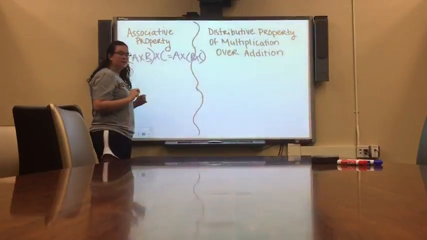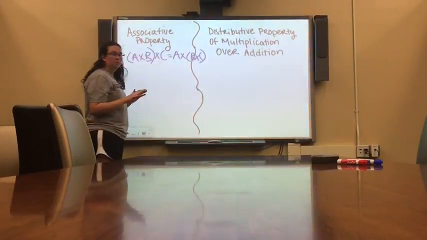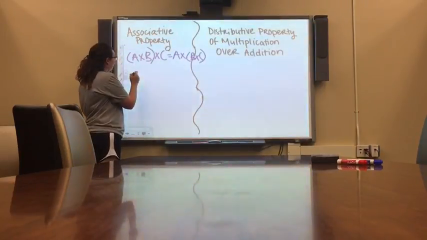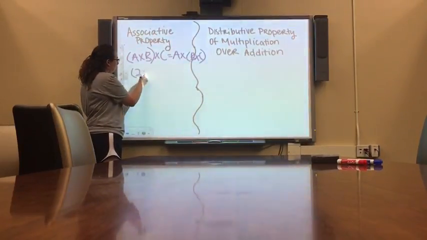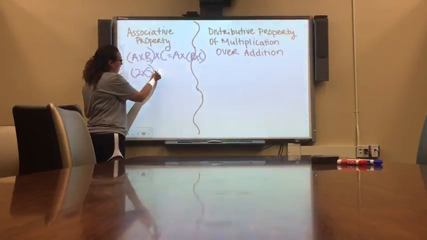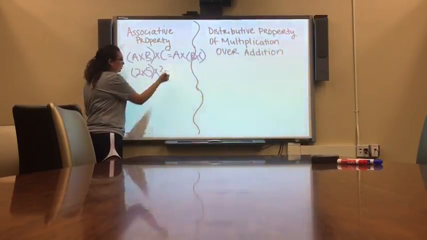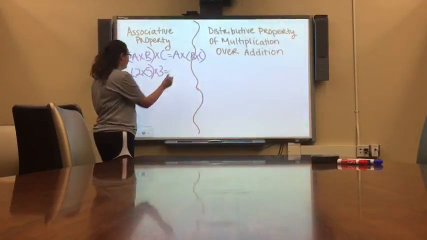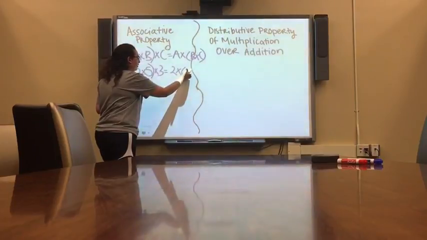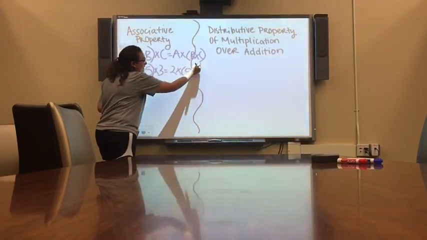Okay? So let's substitute these letters with some numbers. We're going to do some simple numbers just so we can compute them really quickly. So for A, we're going to do 2 times, let's make B 5, and we'll make C 3. Alright? And then we're going to regroup these numbers like we did the letters to say 2 on the outside of parentheses times 5 times 3 on the inside of parentheses.